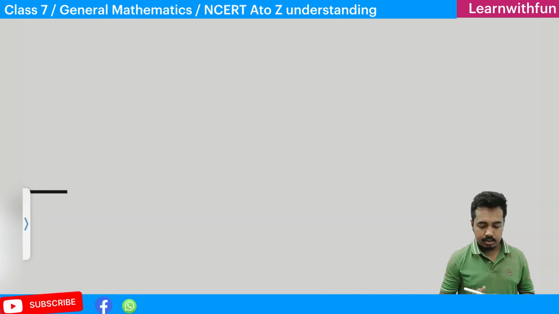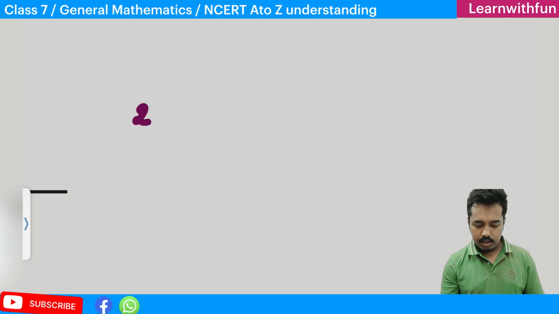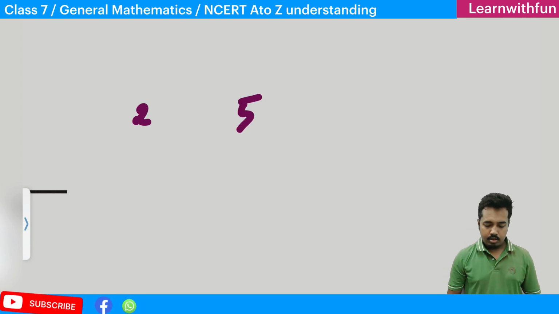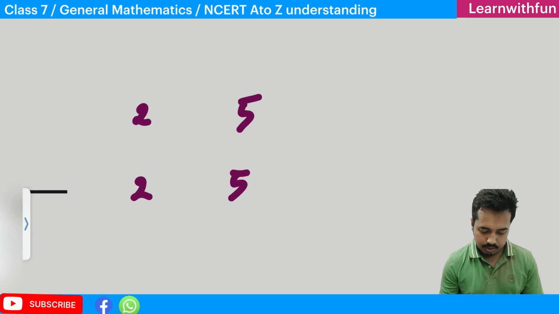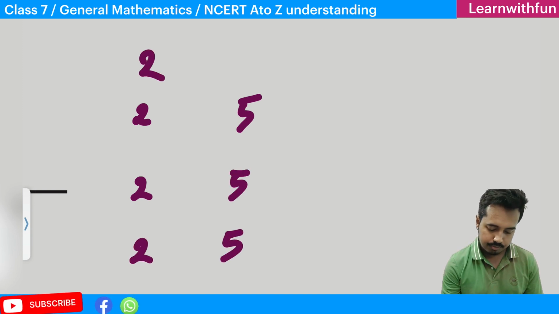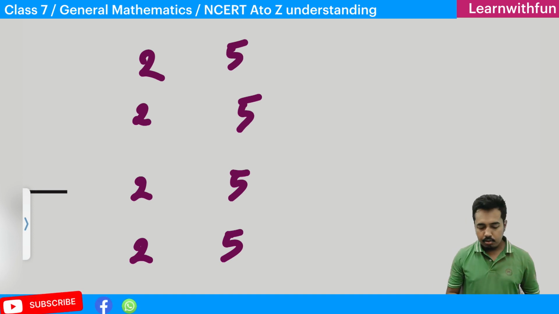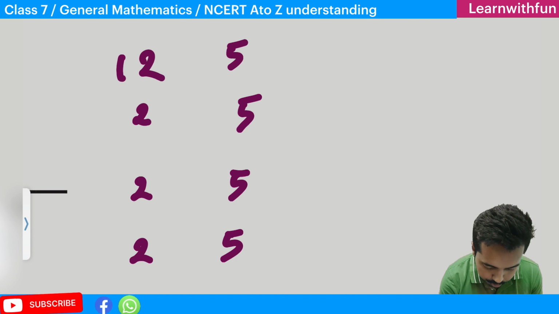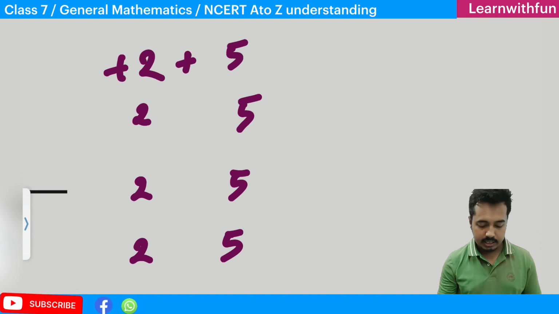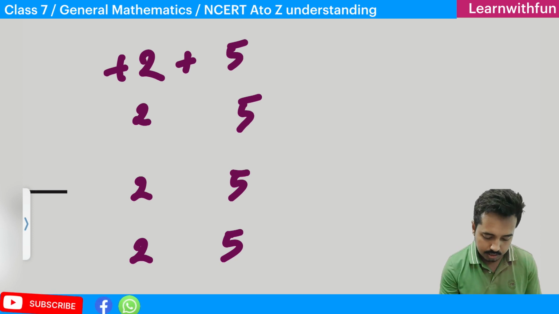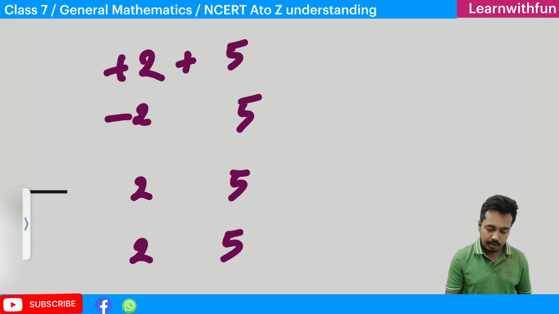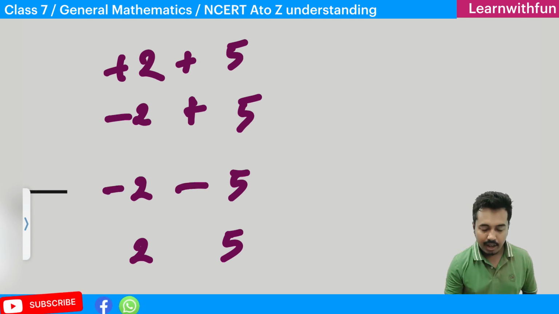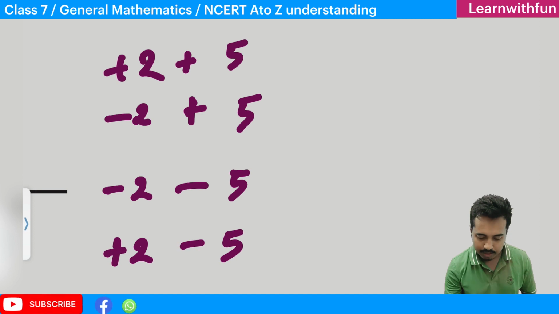You are given two numbers. One is 2 and the second one is, suppose, 5. You will have to take four cases of 2 and 5. Now what you have to do is put different signs there, positive or negative. In the first case there is a positive sign before 2 and a positive sign before 5. In the second case we will take a negative sign before 2 and a positive sign before 5. After that we will take -2, then -5, and after that we will take +2 and -5.